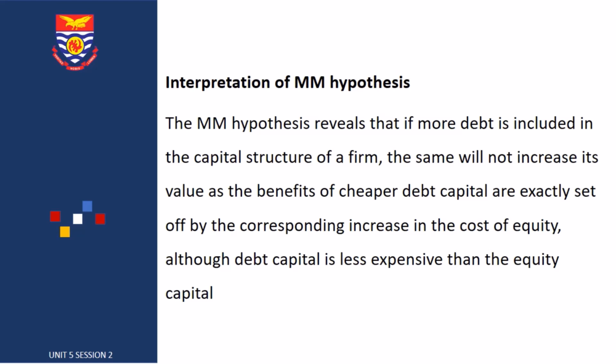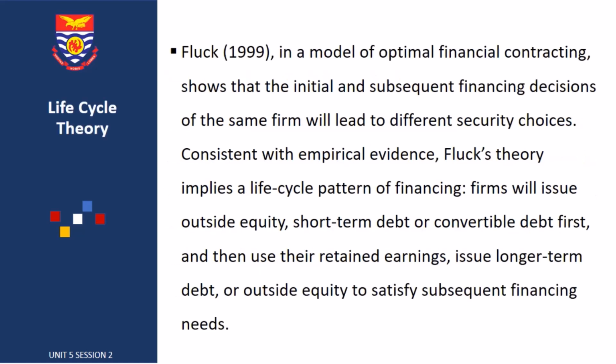So it reveals that if more debt is included in the capital structure of a firm, the same will not increase its value, as the benefit of cheaper debt is exactly set off by the corresponding increase in the cost of equity, although debt capital is less expensive than equity capital. So this is the interpretation of the Modigliani and Miller, in short M&M, hypothesis.